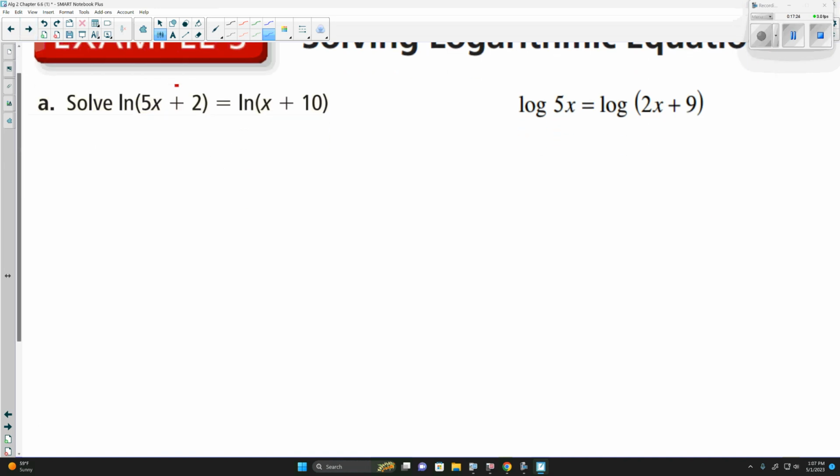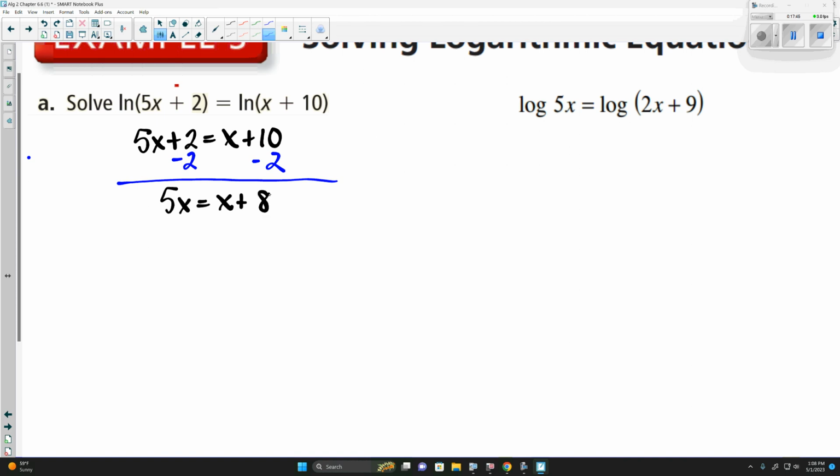We'll go on and do this one here, and then we'll look at the next one. Natural logs are still the same, so what's inside them has to be the same as well. First thing we can do is subtract 2 from both sides. That tells us that 5x is equal to x plus 8. Then we would minus x, telling us 4x is equal to 8.